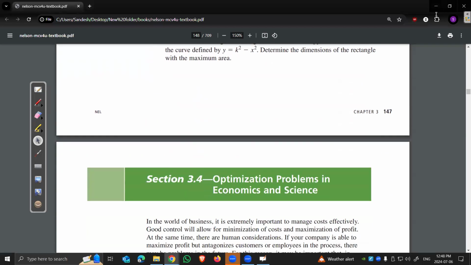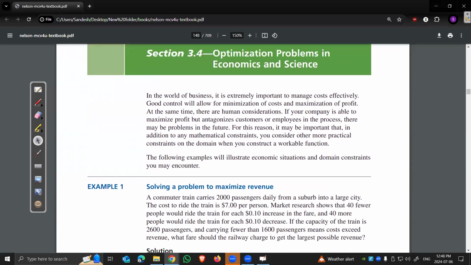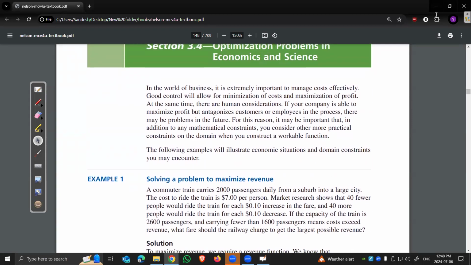Okay, let's move away from shapes. Let's do some real life problems. It says optimization problems in economics and science.